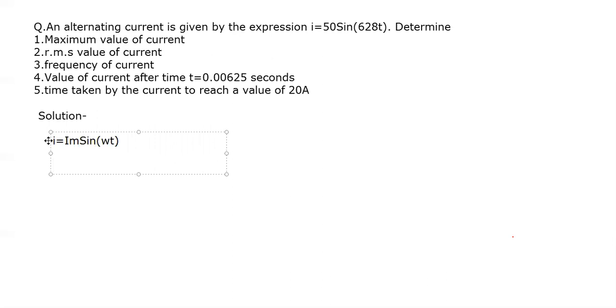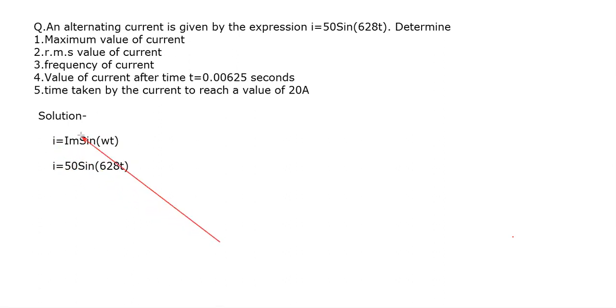Okay, and the given current is I is equal to 50 sin 628t. Okay, so these are two equations. One is standard, another is given in the numerical. So let us compare these two equations.